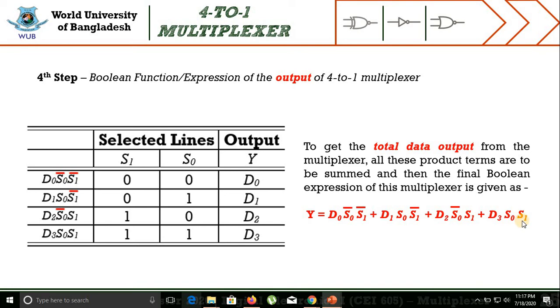And you may find there is no defect. You may find this expression from the truth table which is represented beside this. So I hope you don't have any problem regarding this issue. So let's move into the next step.